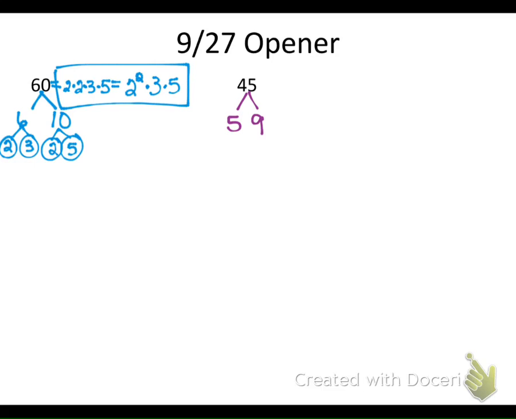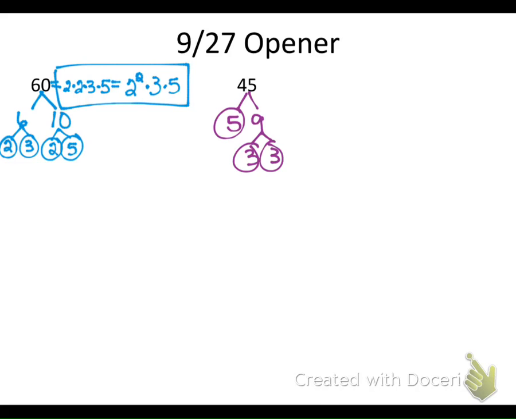Okay, so let's look at our 5. What type of number is our 5? Prime, so I circle it. And what about our 9? That's a composite. So what times what equals 9? 3 and 3. And 3's are what type of number? Prime. So we're going to circle them. All right, I have no more branches on my factor tree. I all come to a dead end.